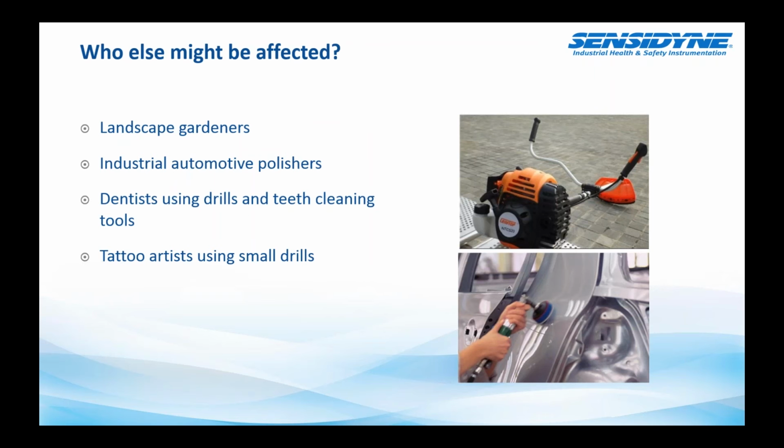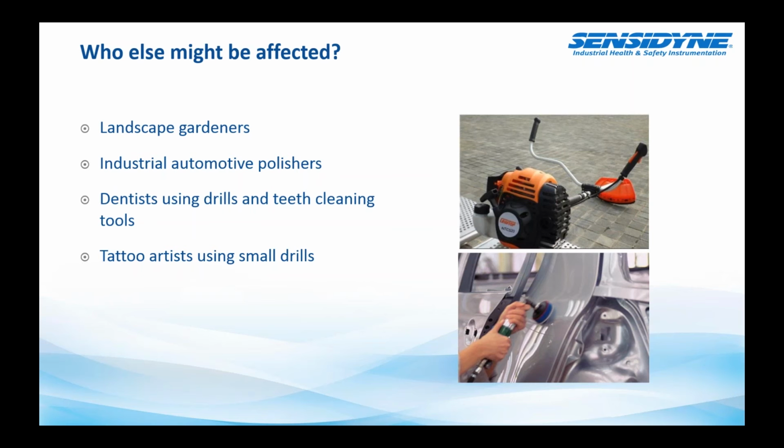Polishers, an automotive industry here, somebody using a hand polishing tool is another example. Dentists also using drills, teeth cleaning tools, surprising, but they also have been found to suffer some forms of hand-arm vibration issues. Even tattoo artists using small drills, they use the drills to paint pretty pictures on people's skin, and that's an impulsive source. It also produces vibration levels that can, over a period of time, give them difficulties as well.